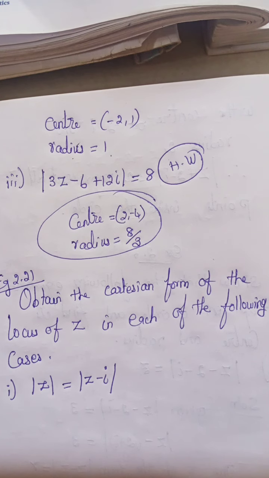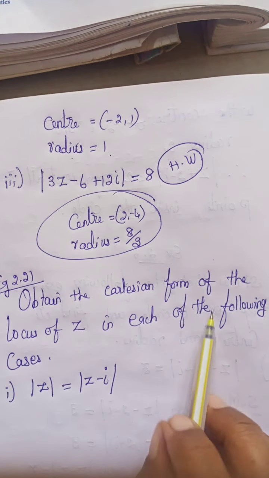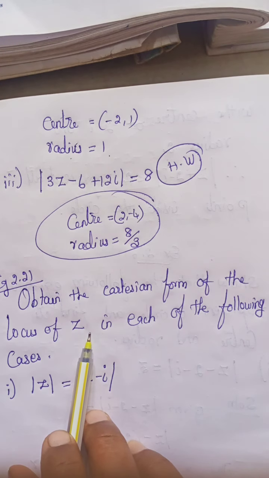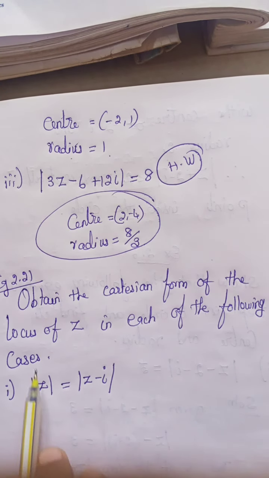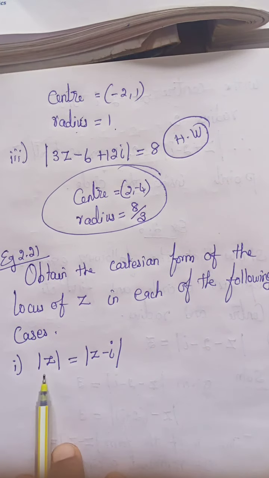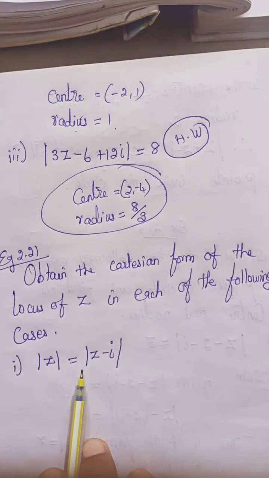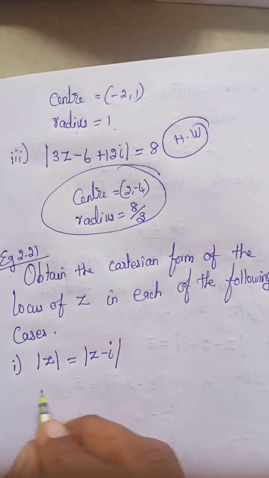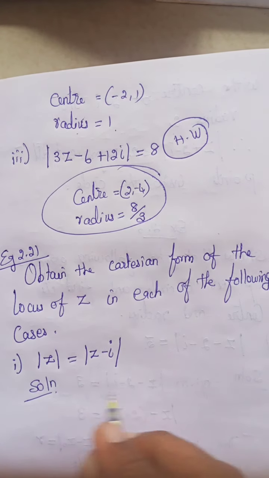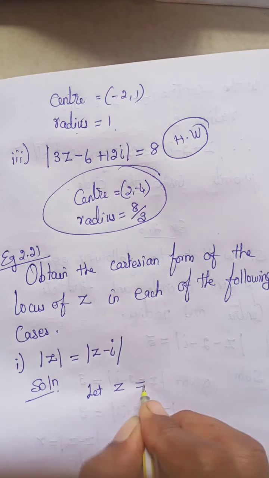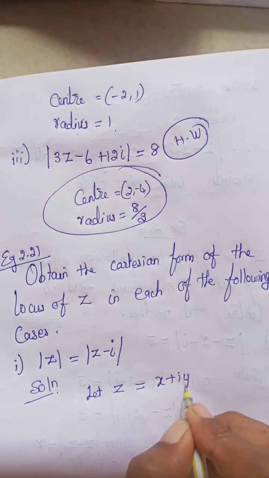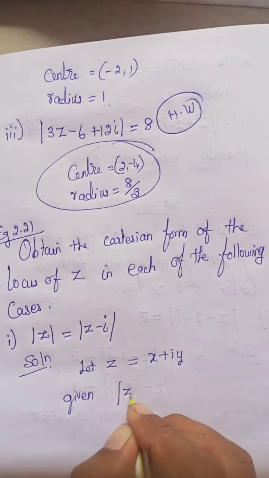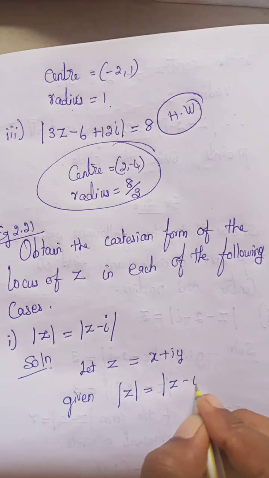See, now the next section. Let's obtain the Cartesian form of the locus of z. Cartesian form means we have to write it in x and y, for each of the following cases. Subdivision 1 is given modulus z equal to modulus z plus i. See, solution. I am taking, let z is equal to x plus iy.